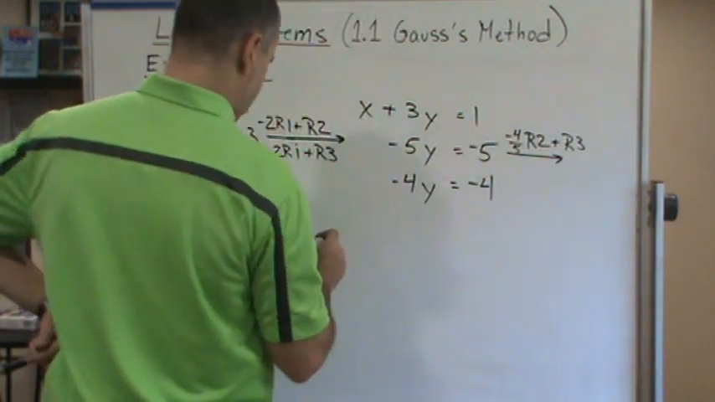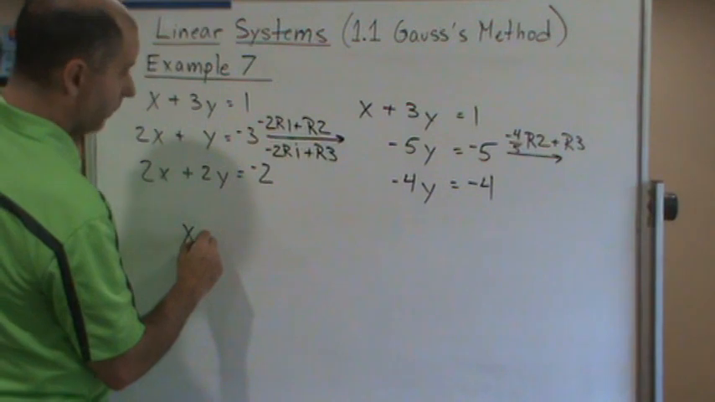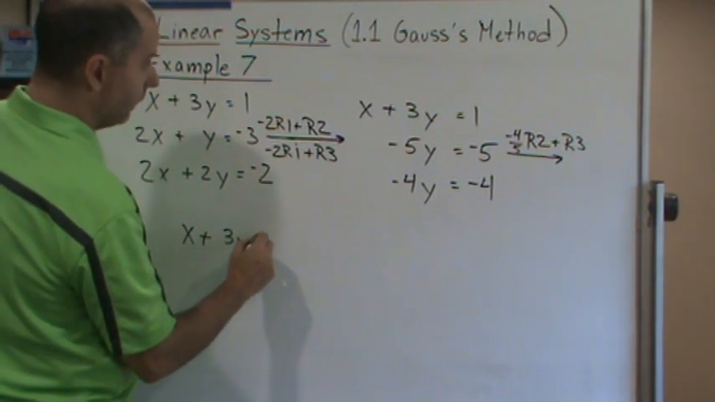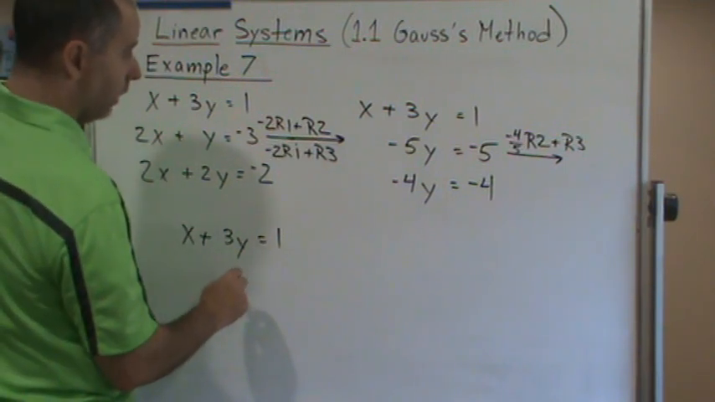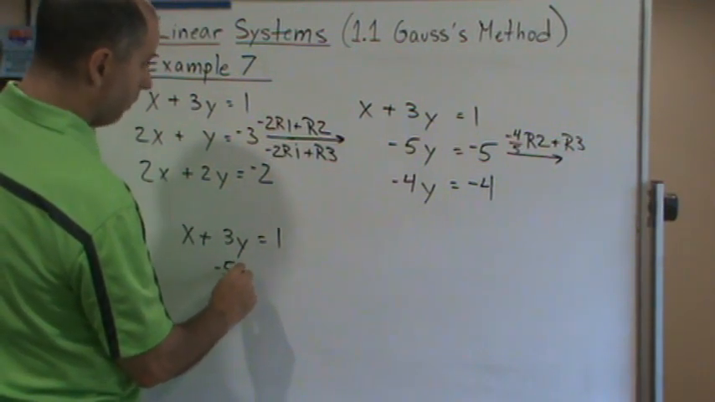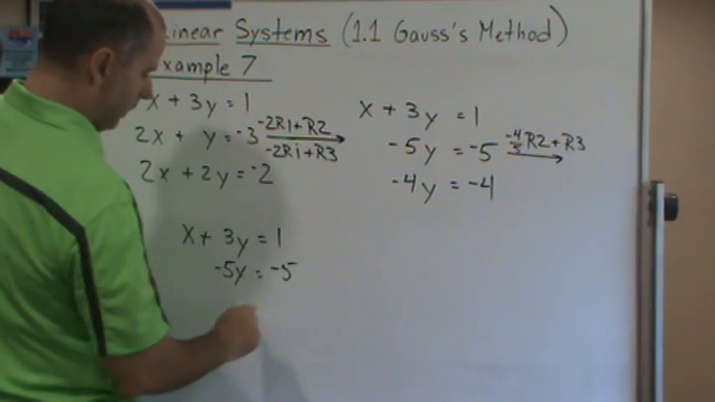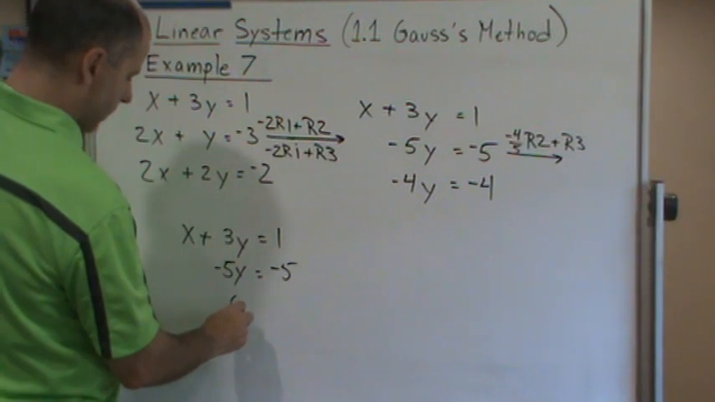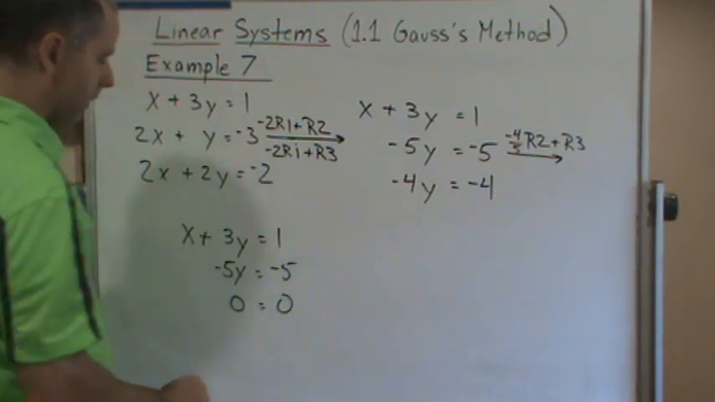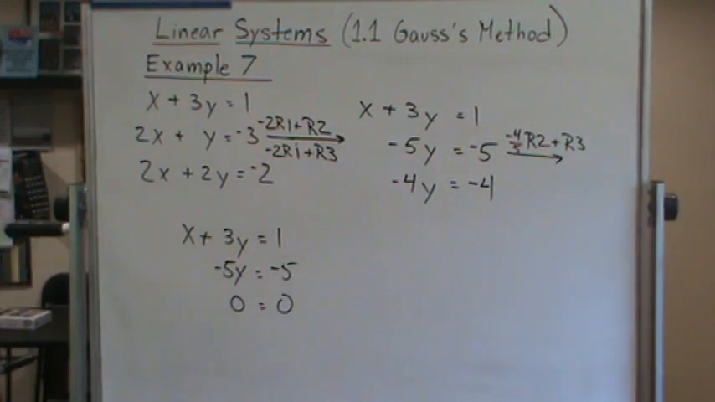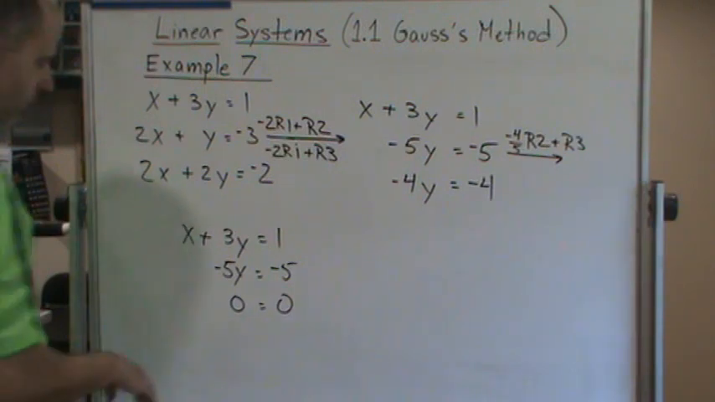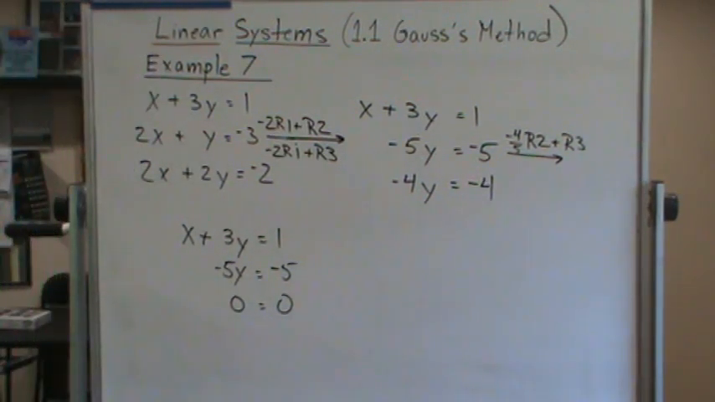So what happens here? Well, we end up with x plus 3y equals 1. We get -5y equals -5. And we get 0 equals 0. So what happened? Okay, so what is it, 0 equals 0? Well, this 0 equals 0 here represents or indicates a redundancy. Okay, what does that mean? It means that we had two equations in the system that were basically the same equation.